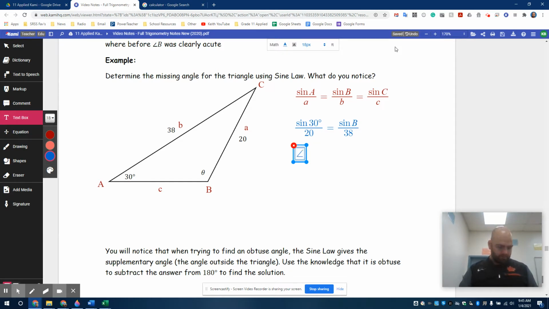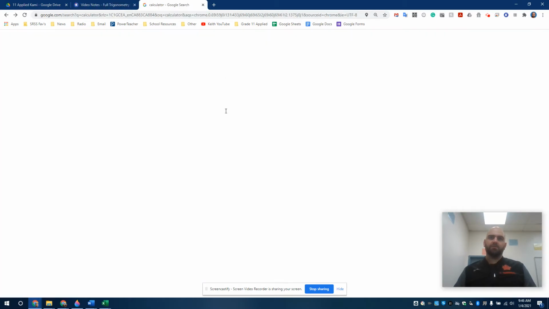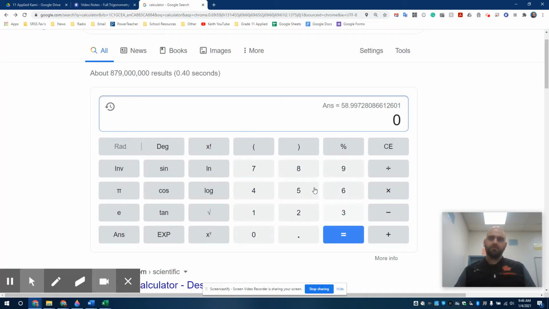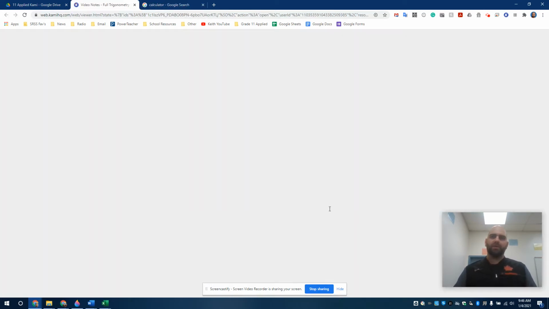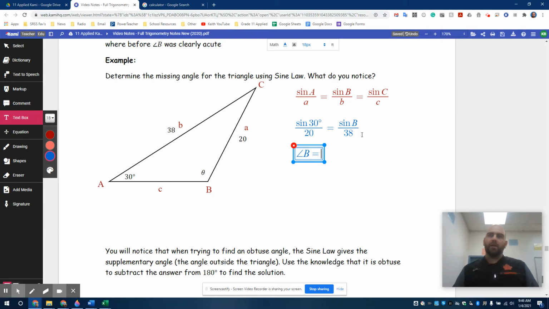So angle B is equal to, we're going to solve, cross multiply and divide. Use our calculator. 38 times sine of 30, I've got to close brackets, divided by 20, yep. Okay, inverse sine of the answer equals 71.8 degrees, or we're going to call it 72 degrees. Or at least here I should say that this is 72 degrees.